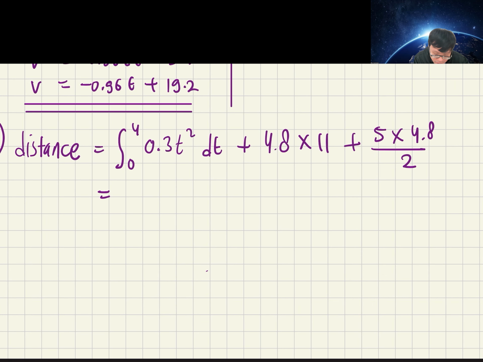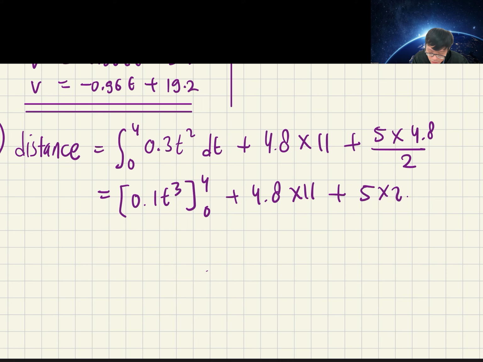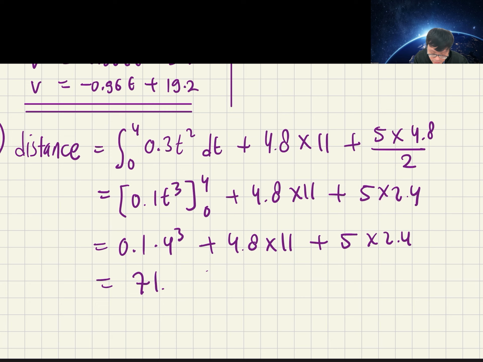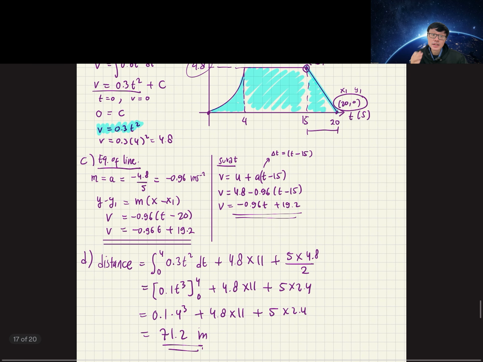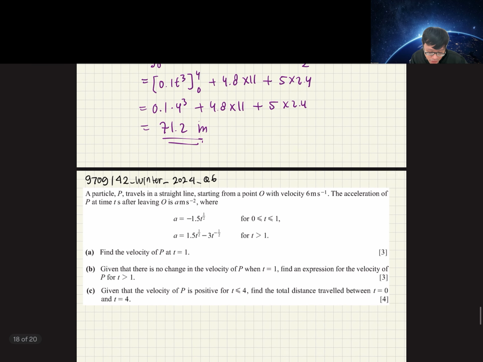This one becomes 0.1 t cubed from 0 to 4, plus 4.8 times 11, plus this one, 5 times 2.4. So we plug in 0.1 times 4 cubed minus 0, plus 4.8 times 11, plus 5 times 2.4. And then you will get 71.2 meters. So that's how you find the distance, which is the area under the curve. Move on to the next question.